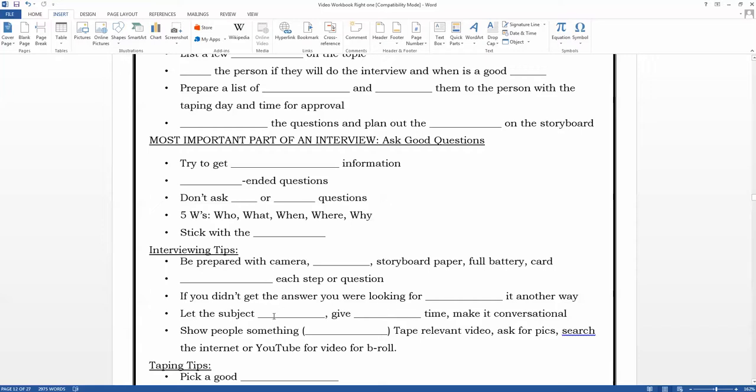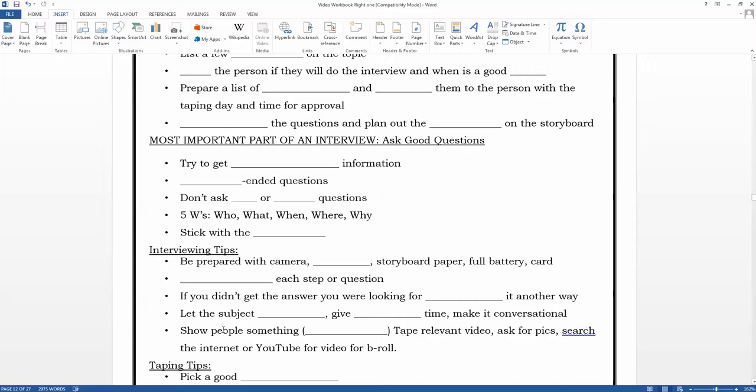So let the subject talk. Give wait time. You want to make it sound conversational. So when they're answering the questions, you need to pay attention and you need to act interested, or be interested really, in what they're saying. Use your nonverbal body language like nodding or smiling, and if during the interview when they answer the question you think of another question that's maybe not on your paper, ask it. So really pay attention to what they're saying.